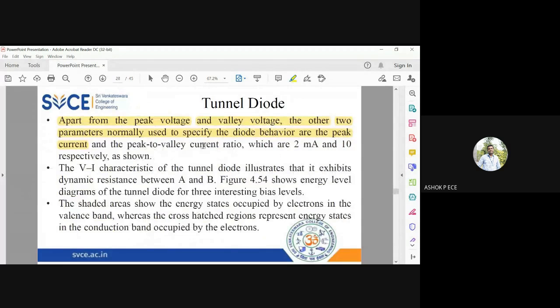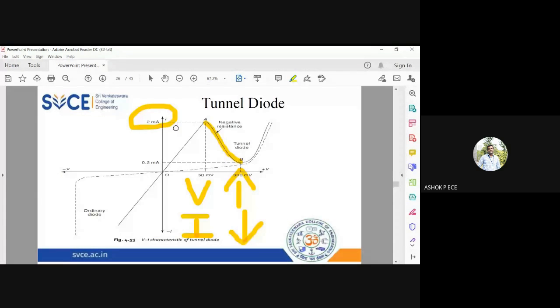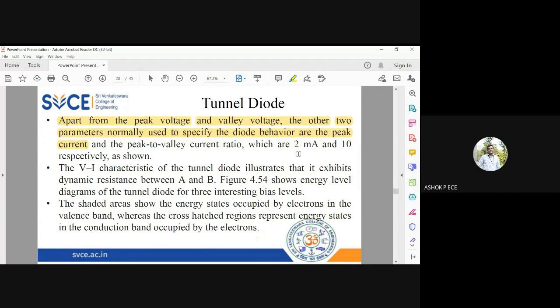And the next one is the peak to valley current ratio. The peak to valley current ratio is the ratio between peak current and valley current. Peak current is 2 milliamperes, valley current is 0.2 milliamperes. Divide both, so 2 by 0.2 is going to be 10. So the peak current is 10 times larger than the valley current.